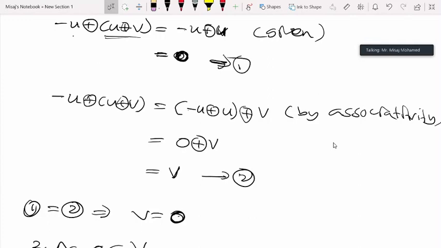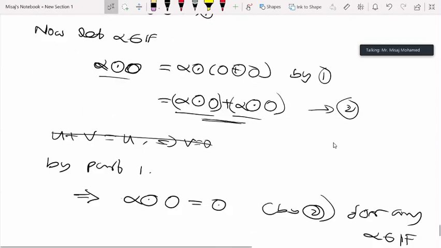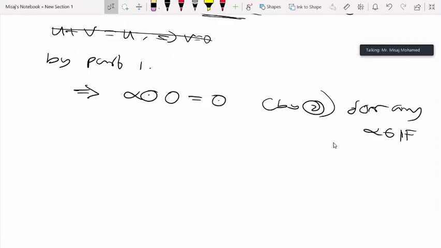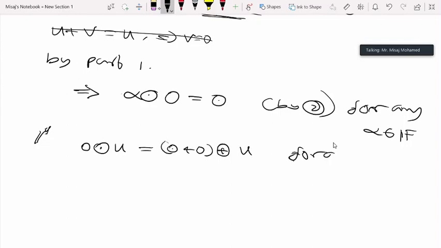Right. Next is, wait, still not finished. Alpha dot 0 is 0. Next is similarly 0 times u is equal to 0, plus scalars plus 0 u, for any u in V.